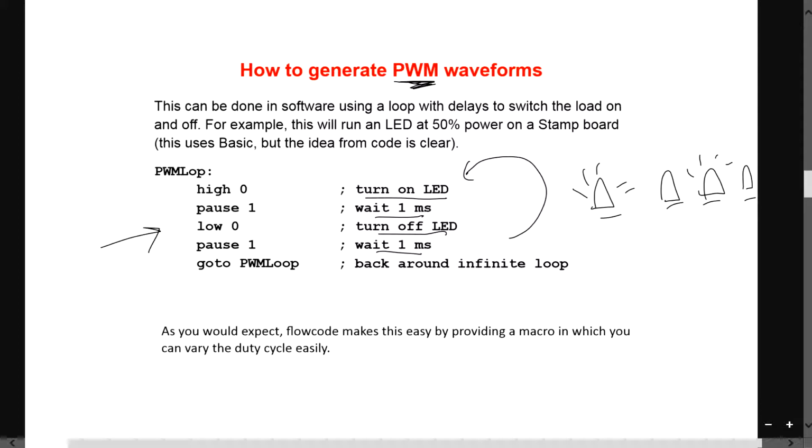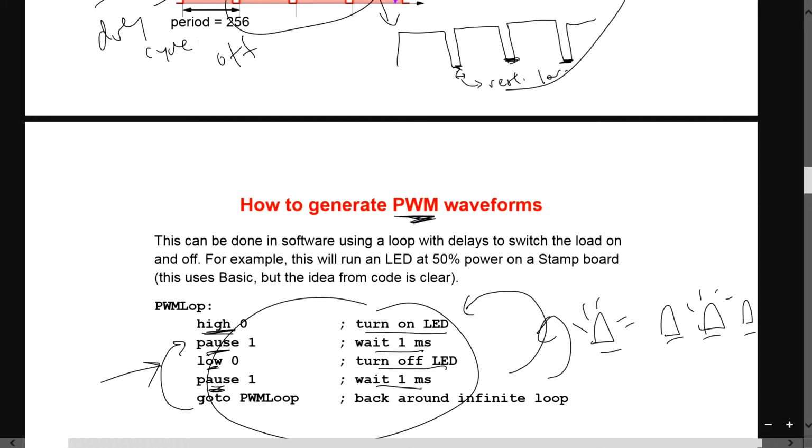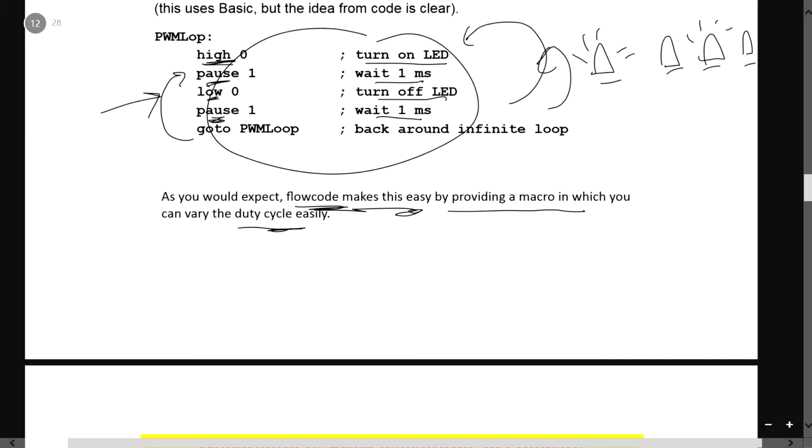With Arduino, you can go high and then pause a while, low, pause a while, and then it loops. So this loop actually helps you to save a lot of coding, instead of going through everything, by providing a macro in which you can vary the duty cycle easily. So the flow of the code made this easy. Now I think this is the flow of the code. Because of the infinite loop, you loop, and your motor keeps running in terms of the pulse width that you want it to be.